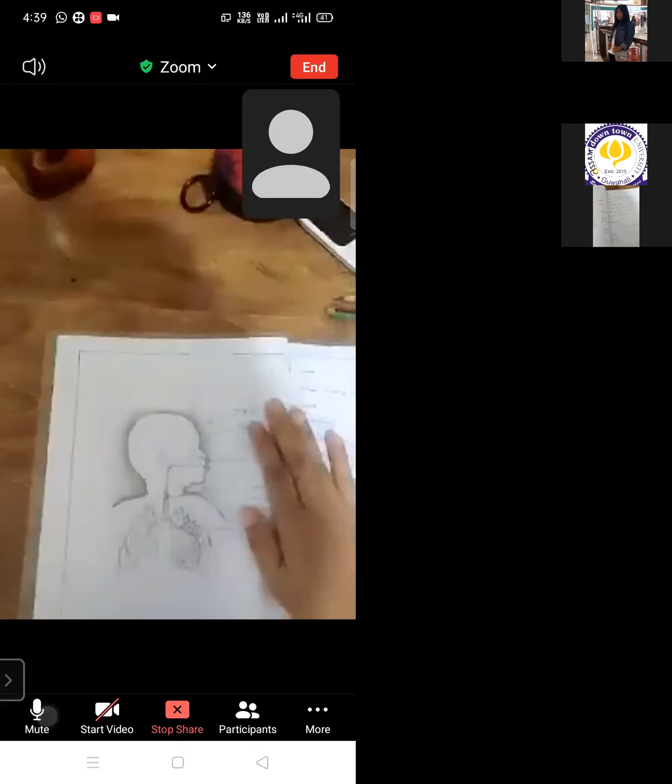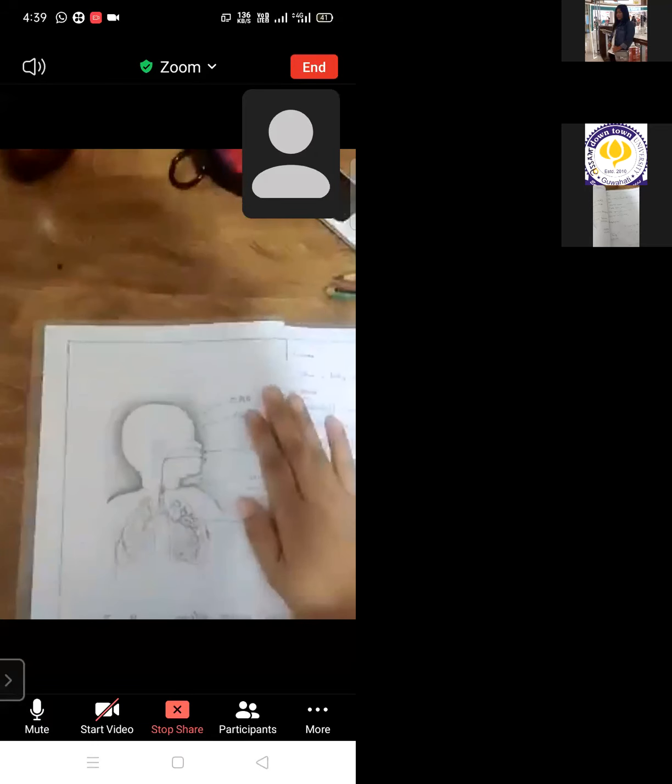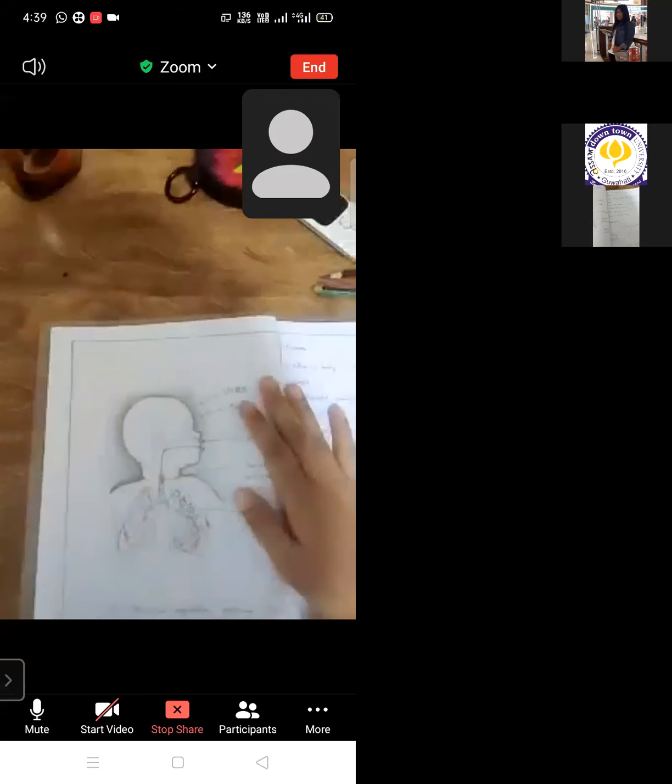So you can see the baby, the newborn, inside the uterus. The fluid, the meconium, is inhaled by the baby through the nose, and it will reach the trachea, and then it will go to the bronchi and all. Then meconium will be present in the lungs. So this is a diagram for meconium aspiration syndrome.